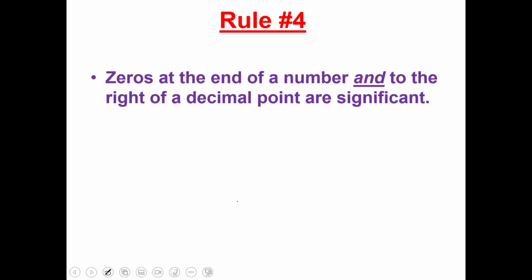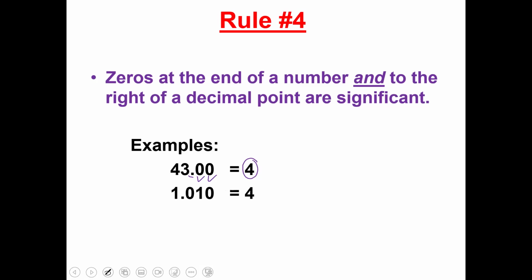Rule number 4: zeros at the end of a number and to the right of a decimal point are significant. Look at this example, 43.00. Look at this decimal position and I have two zeros after that. Interestingly, here we have to count the zeros which come after the decimal, and before the decimal we have a non-zero entry. 1.010: here we are counting all the digits including the zeros. It means if we have a non-zero at the start, then we count zeros after the decimal also. 1.50 has three significant figures.